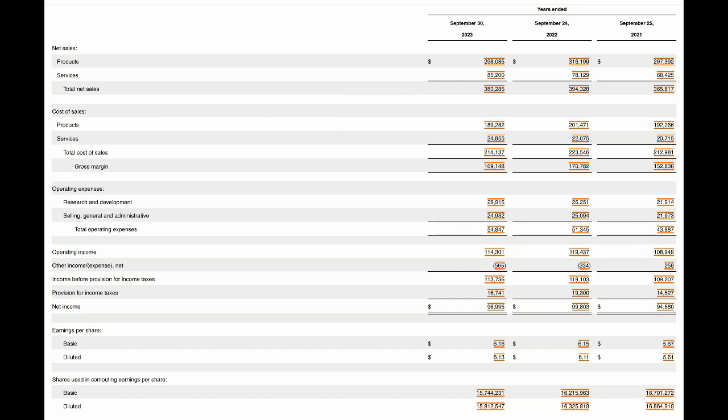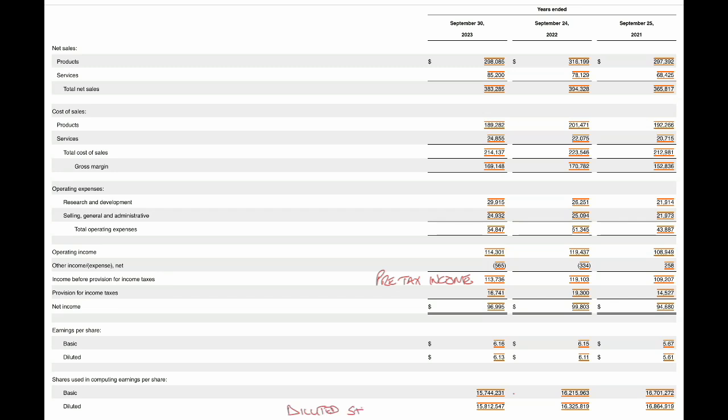Next, we'll work out the pre-tax multiple. This figure is similar to the price-to-earnings ratio, but uses the pre-tax figure instead. The multiple will give us an indication of how cheap or expensive the stock is trading for at present. To work out the multiple, we first have to work out the pre-tax earnings per share.